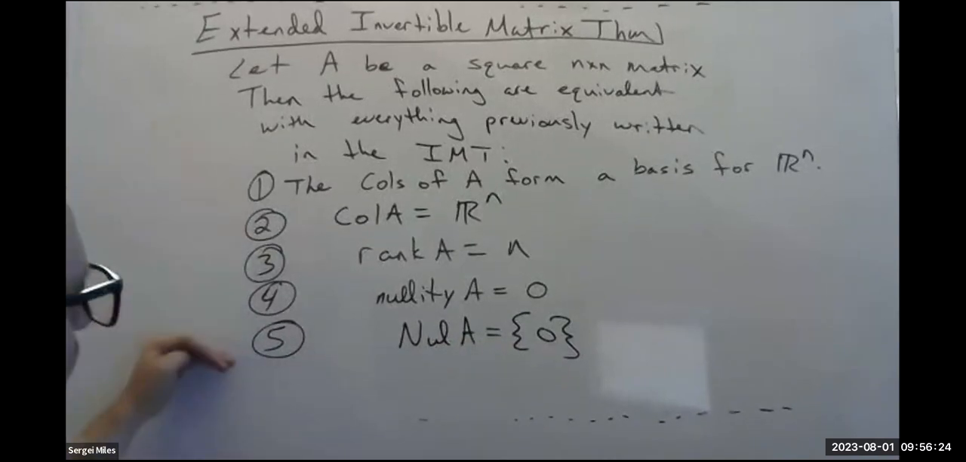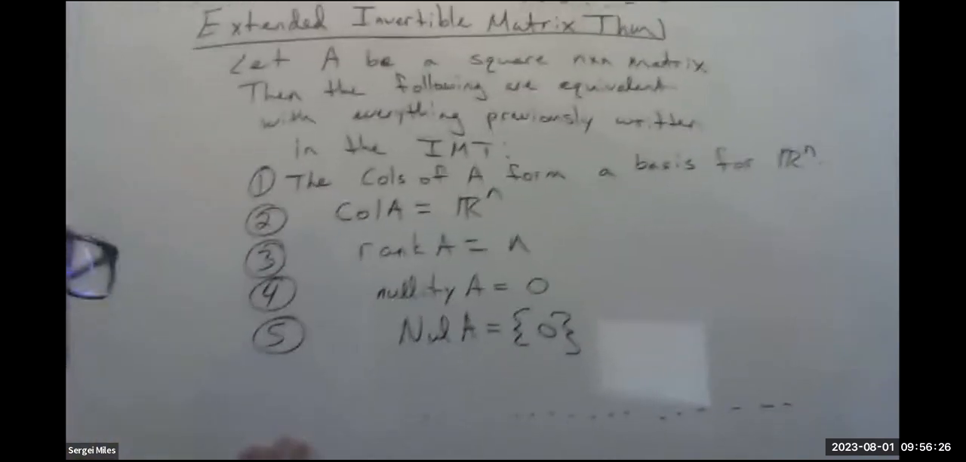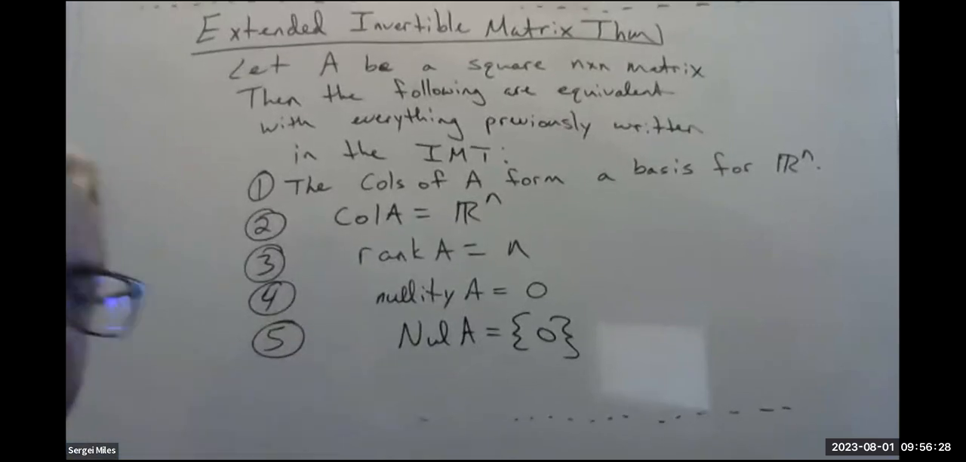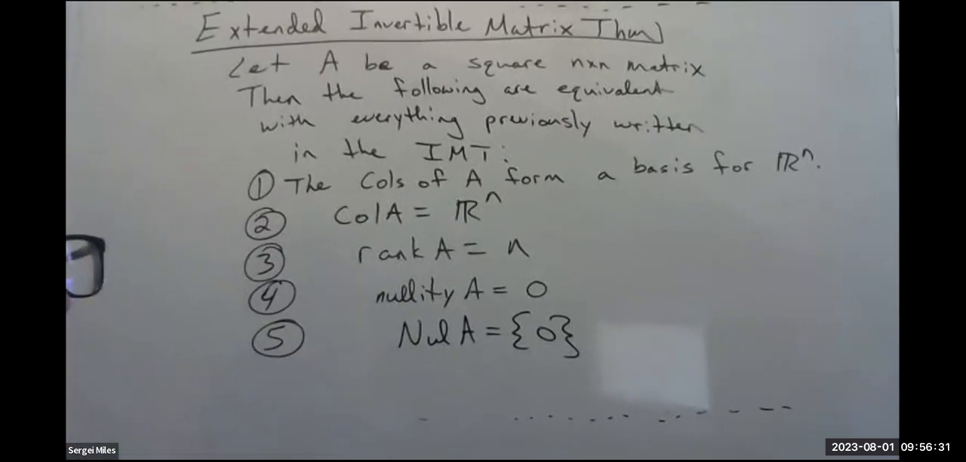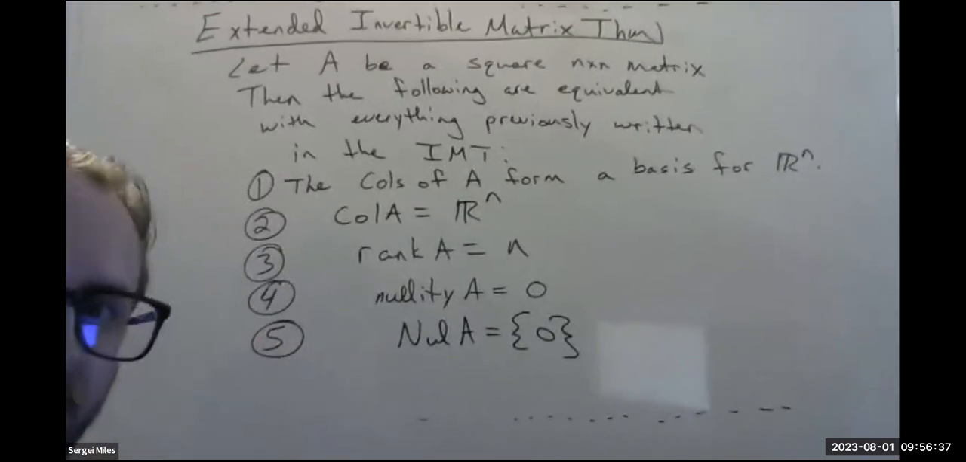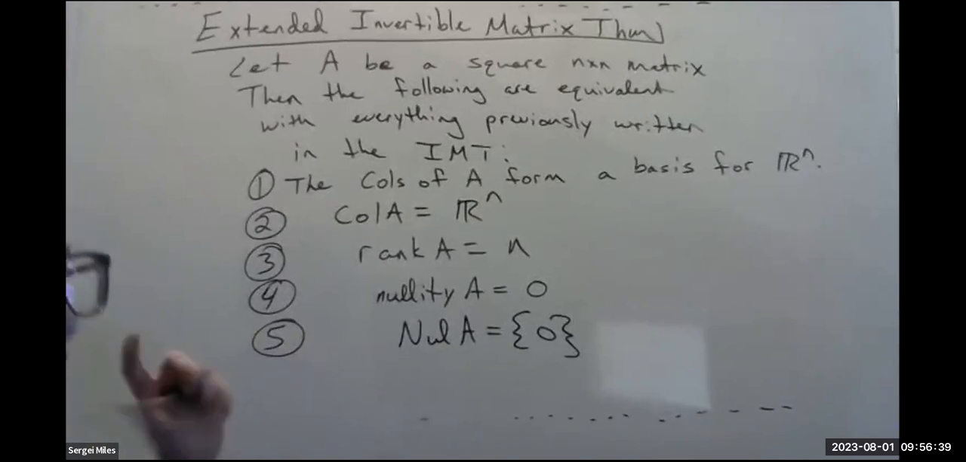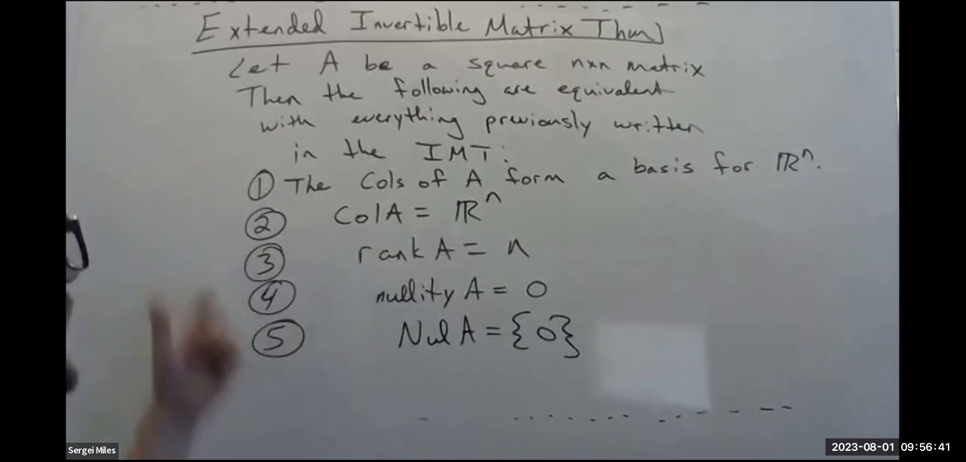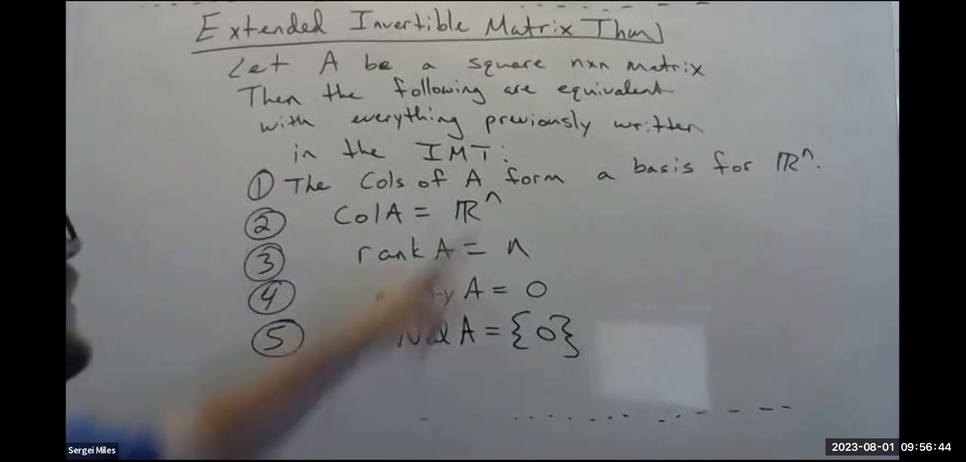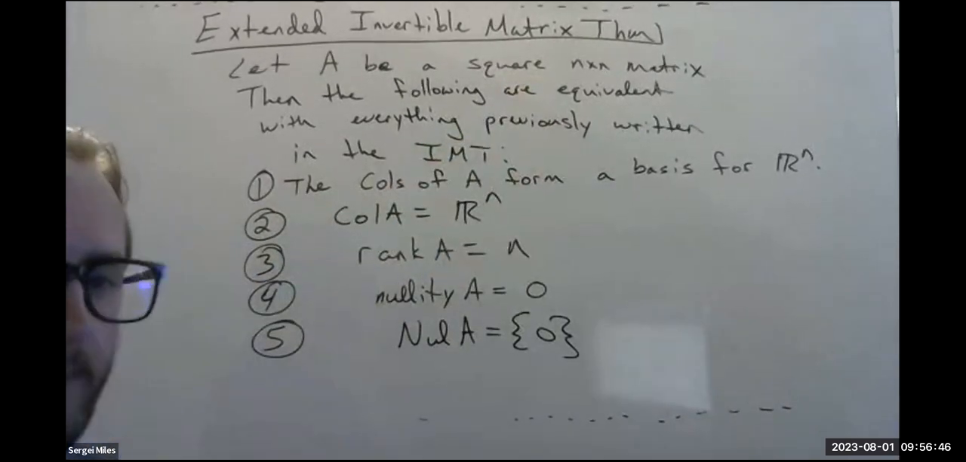So all 5 of these statements are now equivalent with everything we previously stated in the invertible matrix theorem. So now we have like 17, maybe 18 statements, which are all equivalent. But we had this caveat, just as before, these things are only equivalent when we're talking about square matrices.